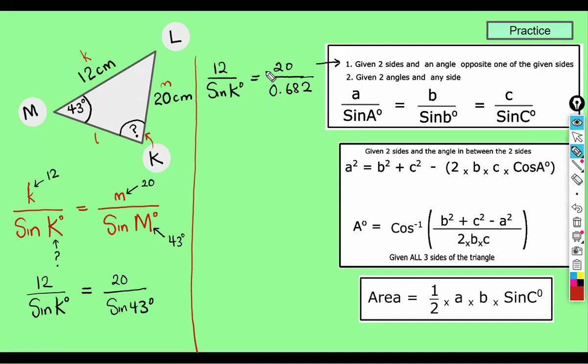We want to find K. Let's cross multiply this first. Sine K multiplied by 20 is 20 multiplied by sine K. Now, I like to put the 20 before. Some people put sine K multiplied by 20. Try not to do that. If you're multiplying a number by sine, tan, or cosine, put the number first, right? It does prevent the calculator from making an error sometimes. Okay? Great. Let's multiply 12 by 0.682.